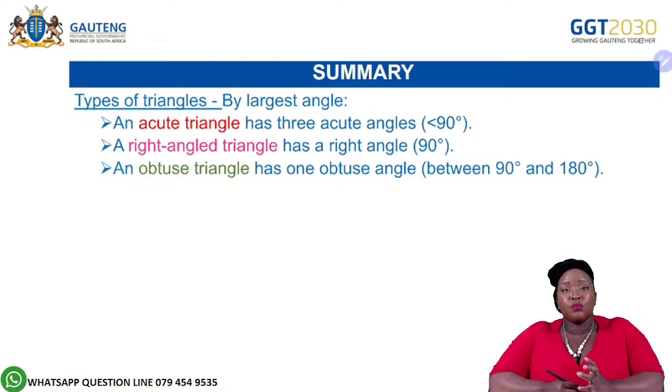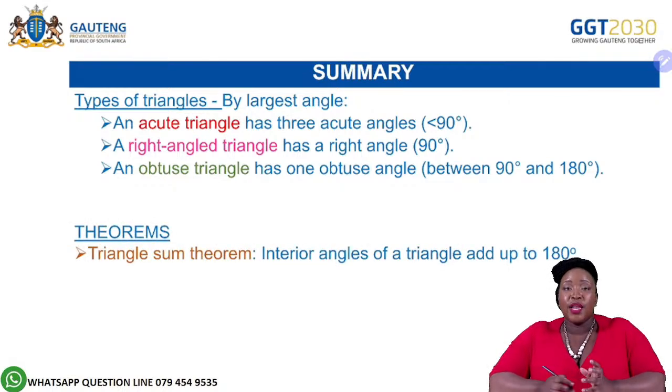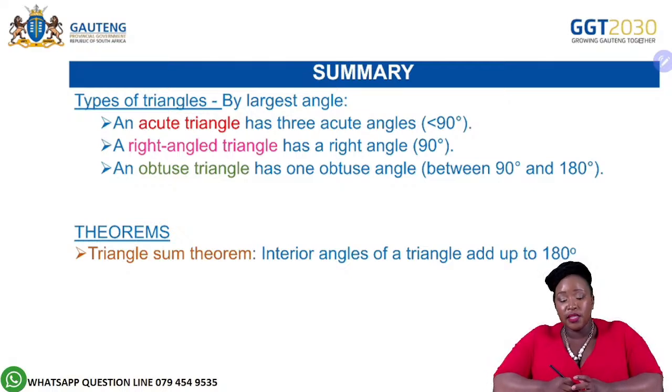It's the same concept with your obtuse angle triangle. You cannot have two obtuse angles in a triangle simply because that shape would no longer have an interior angle sum of 180 degrees. Okay, right. The one theorem we discussed today was the triangle sum theorem, where we discussed that the interior angles of a triangle will add up to 180 degrees.